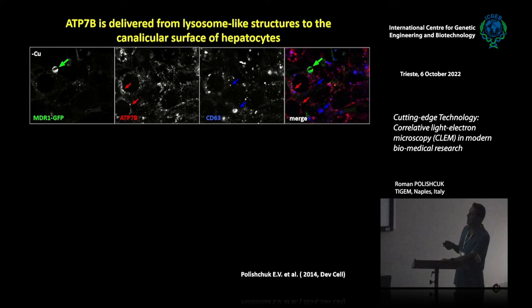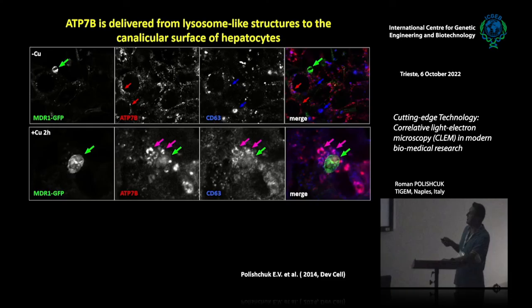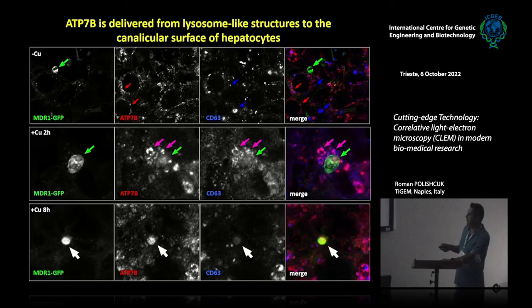So at low copper, ATP7B, which is here in red, stays in the Golgi and does not colocalize with a lysosomal or canalicular marker. You add copper for 2 hours and you start to see that ATP7B colocalizes with lysosomes, which start to cluster around the canalicular area. And later, ATP7B is delivered together with the lysosomal marker to the canalicular domain. So we said, okay, we have a pathway.